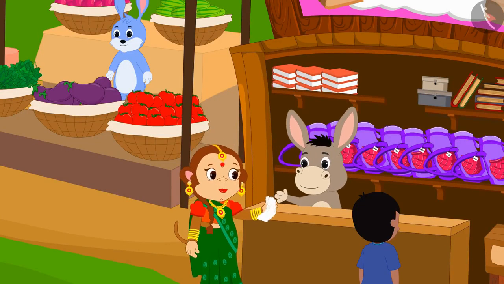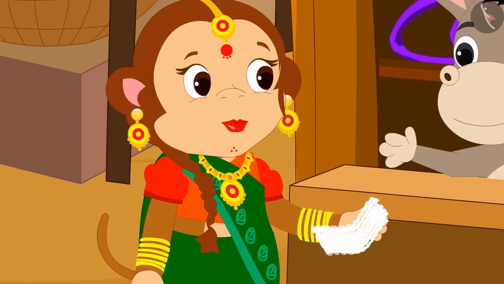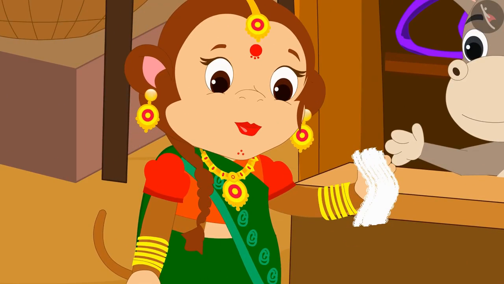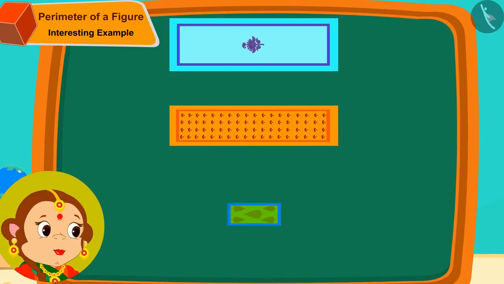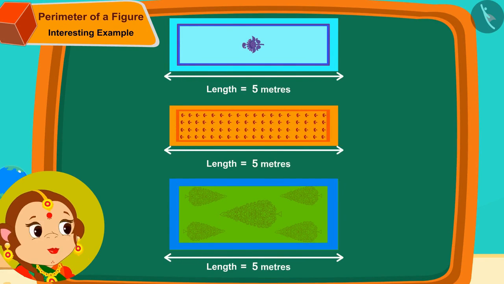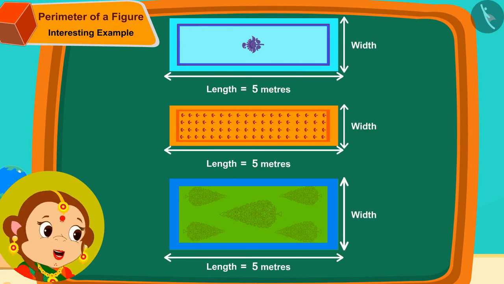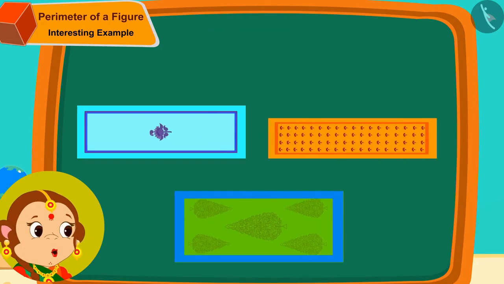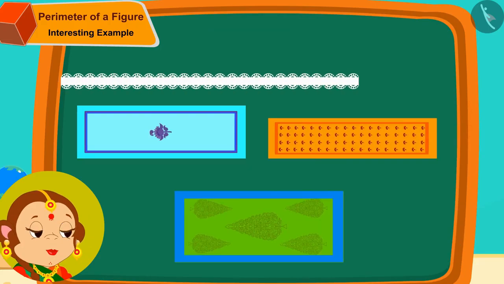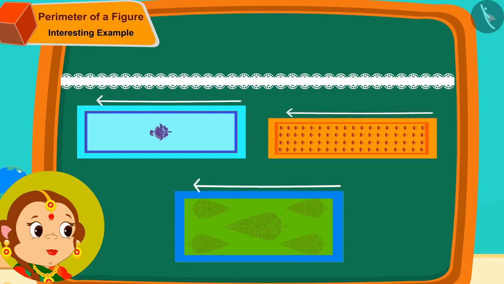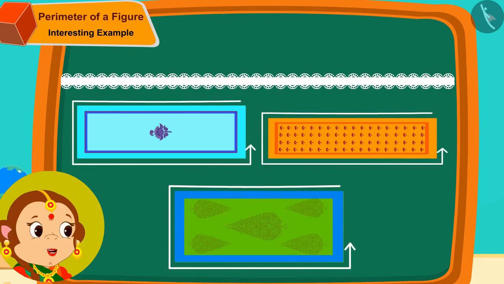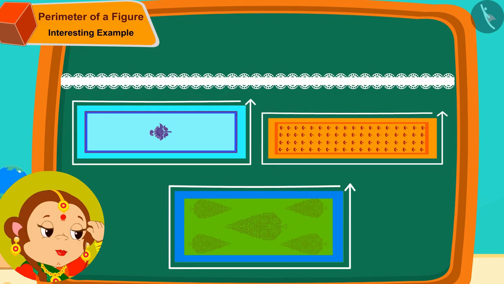So she bought a 14 meters long lace from the market. All the sheets I have are 5 meters in length, but they are of different widths. Now, on which of these bed sheets should I put this 14-meter long lace so that it's neither too less nor any extra lace is left behind? Banno thought.